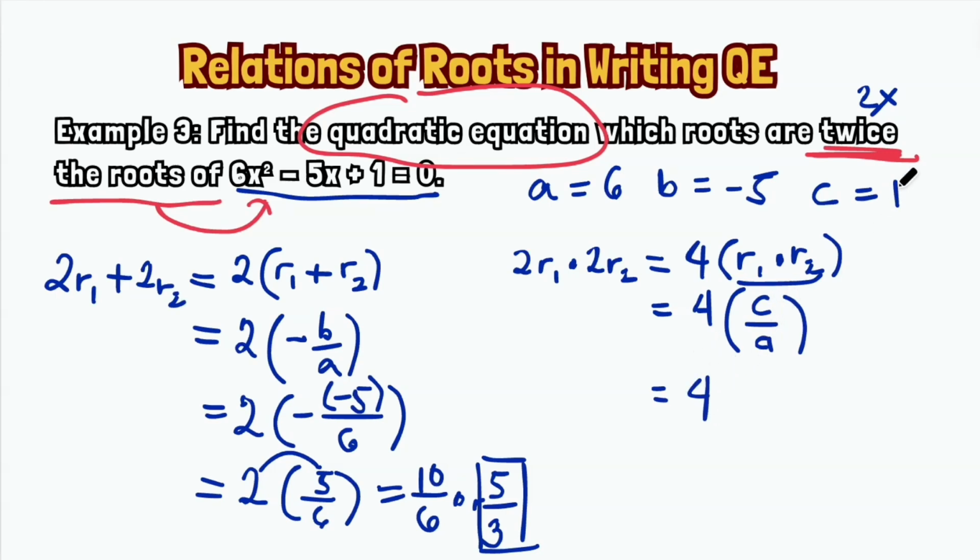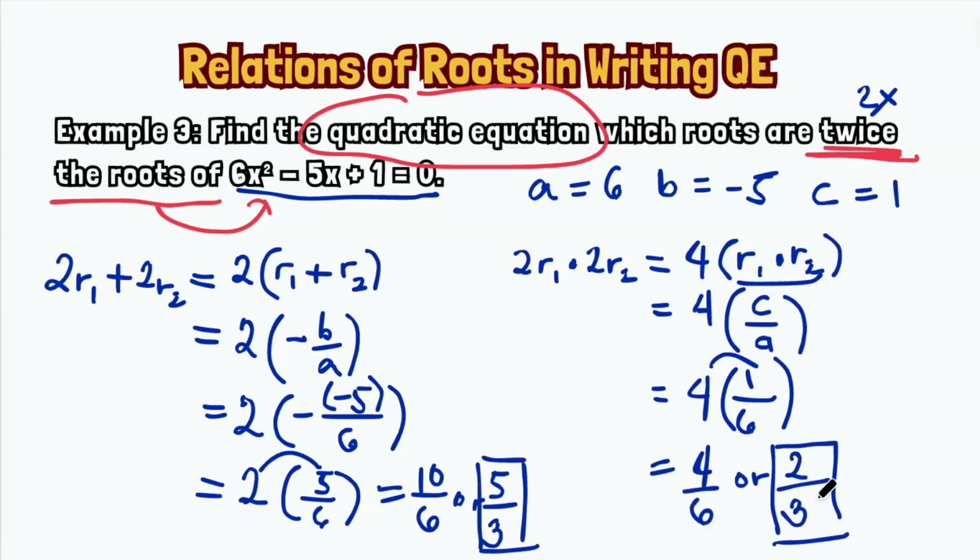We all know the C, that is 1, right? So, 1 over A, that is going to be 6. Okay? So, 4 times 1, that is 4 over 6. Or, this is divisible by 2, no? 4 divided by 2, that is 2. 6 divided by 2, that is 3. Okay? And this is the product of the twice of the given roots.